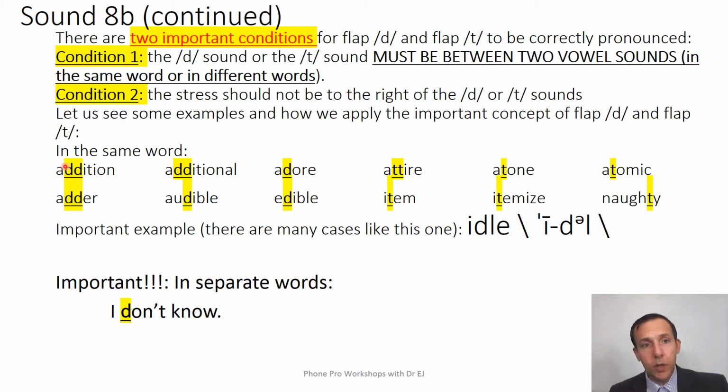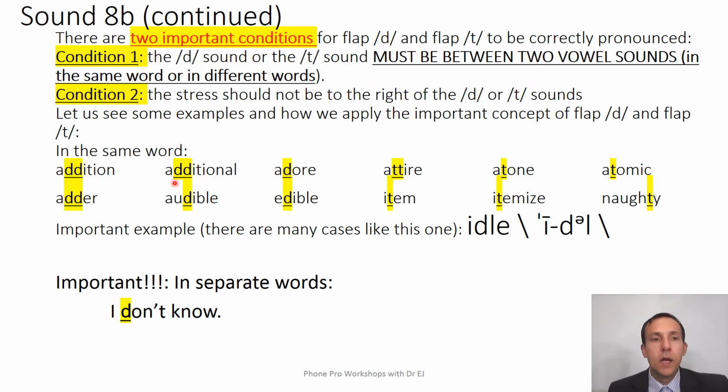The problem with these words here on the first line is that condition number 2 is not met, and condition number 2 states that the stress should not be to the right of the D or the T sounds. And if we take a look, the stress in the word addition is to the right of the D sound.